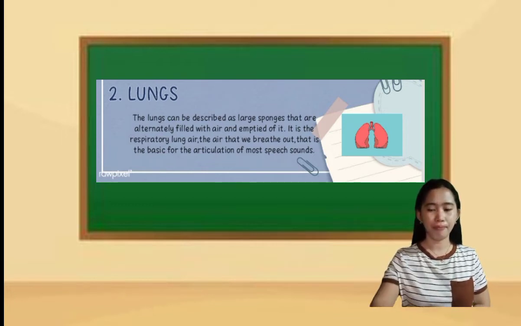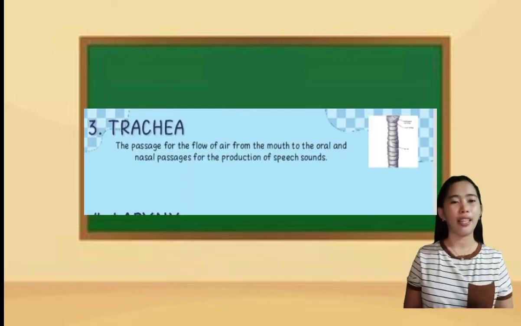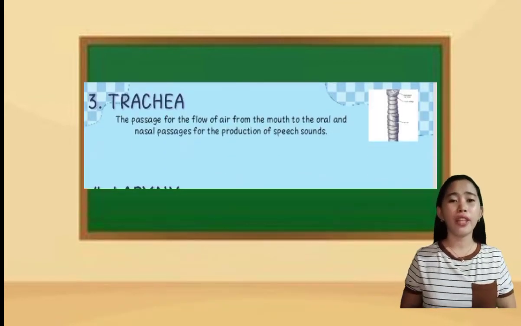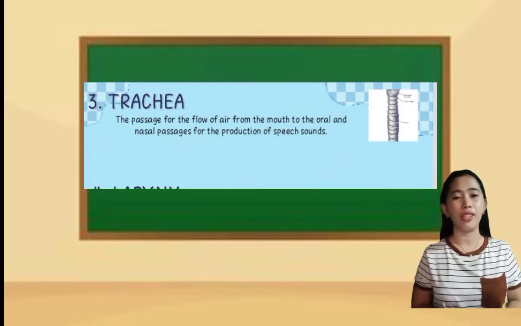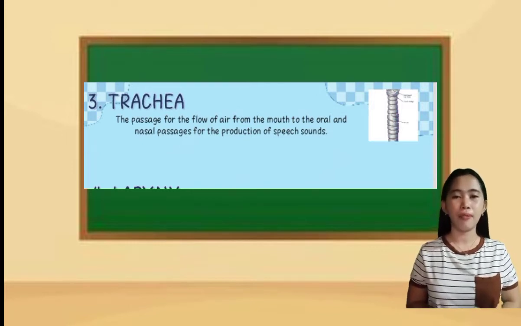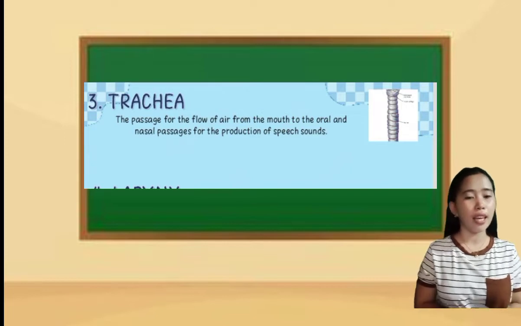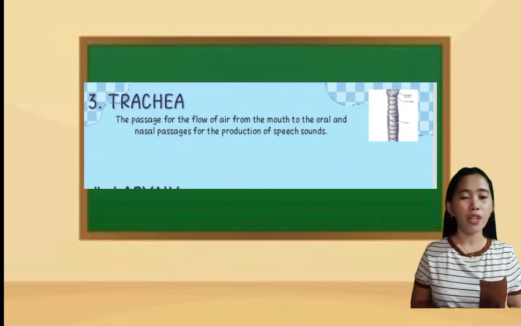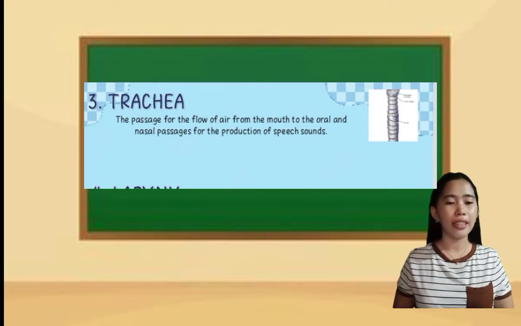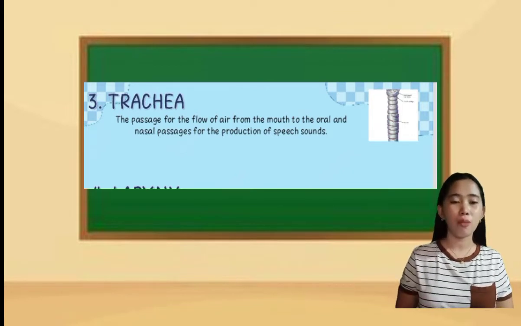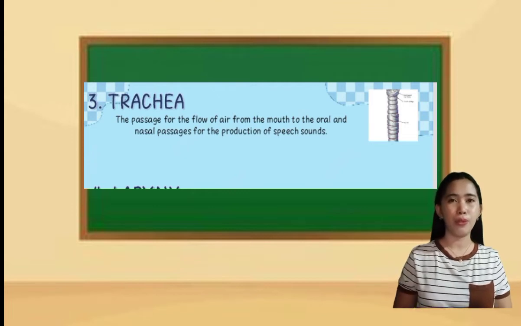Next is the trachea, the passage for the flow of air from the mouth to the oral and nasal passages for the production of speech sounds. So the trachea is the channel via which air travels to the oral cavity and the nasal passages, through which speech sounds are produced.